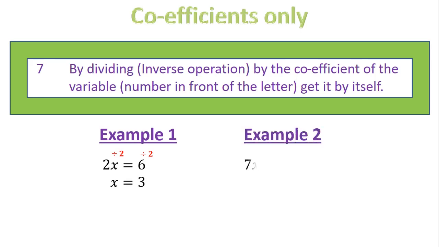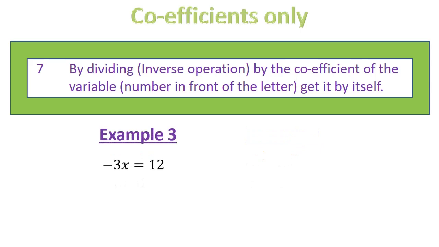Let's look at example 2. 7x equals 49. So, the coefficient of my variable in this case is 7. 7 is in front of my letter, and so I divide both sides by 7. 7 divided by 7 means it's just 1, and 49 divided by 7 is 7, and so x is equal to 7.